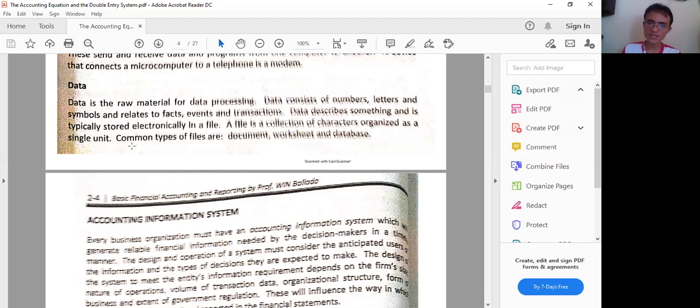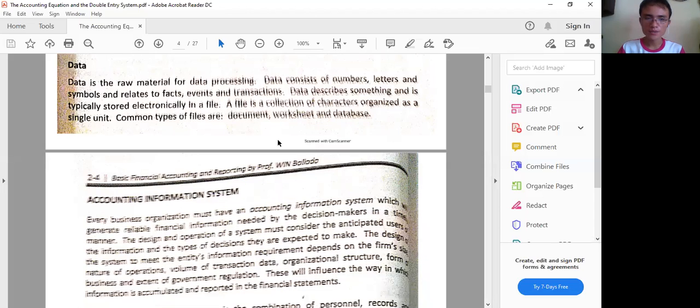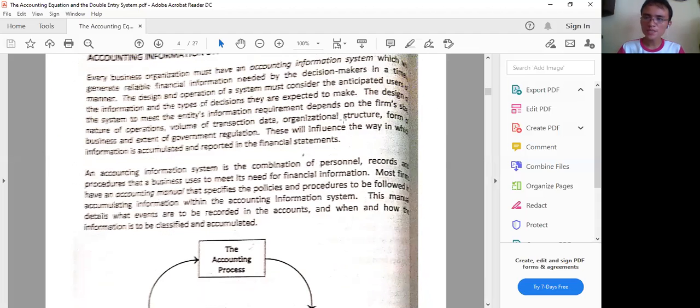So for example, here is data. To close that, once again, we process the data, and it becomes information. Normally the data, once becoming information, would be in the form of a document, a worksheet, or a database. So stored information is a database. Next, information systems, of course, would be there depending on the functional departments of the organization.